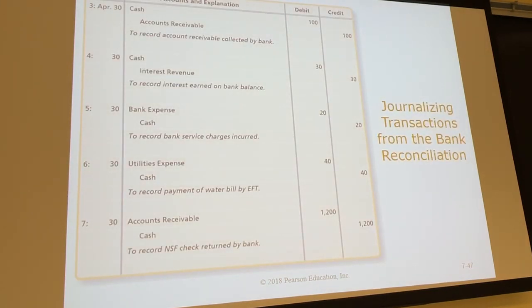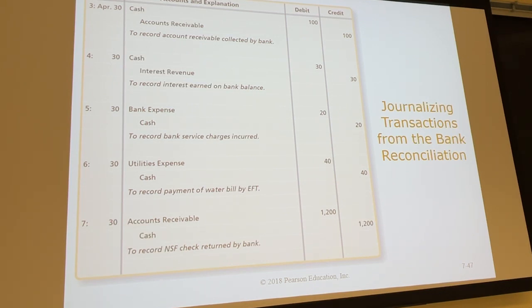Okay, now after we've completed our reconciliation report, there's some journal entries that we have to make. If the adjustment was made on the bank side, we don't have to make any journal entries for those adjustments because those are things that we were already aware of on our books. It was just the bank that wasn't aware of those transactions.